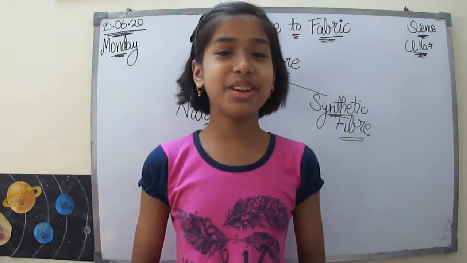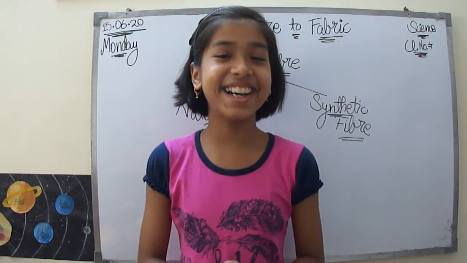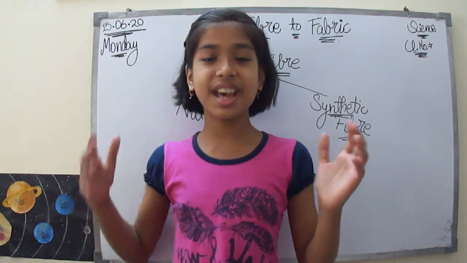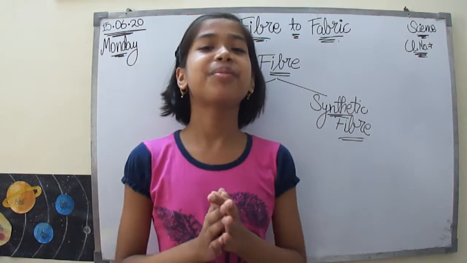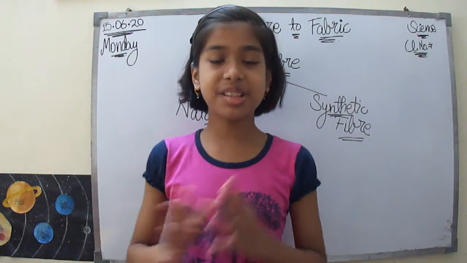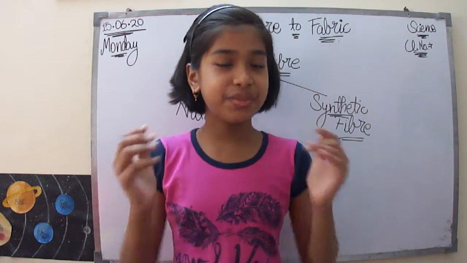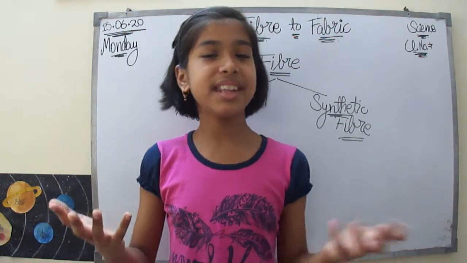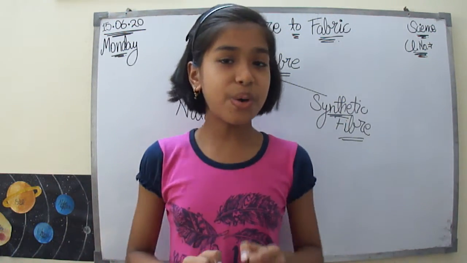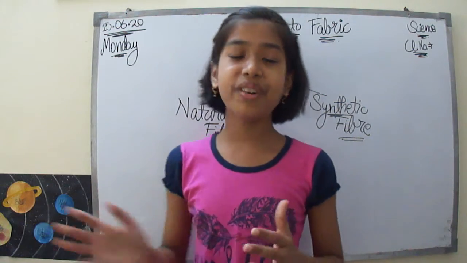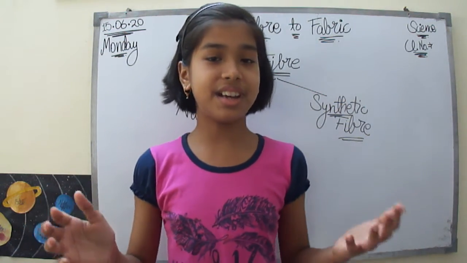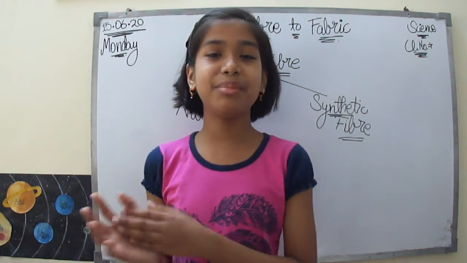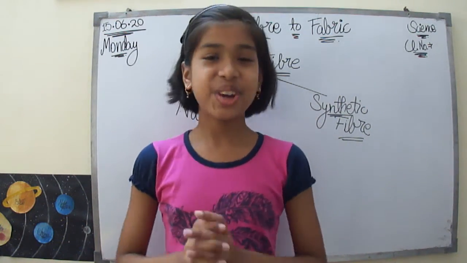Now let's see some more. So let me get rid of these two. Let's talk about natural fiber and synthetic fiber more. Let's talk about natural fiber first. We have learned what a natural fiber is. Let's talk about the plant and animal fibers. As we learned, natural fiber includes plant fiber and animal fiber. So what is an example of plant fiber? Right, cotton.